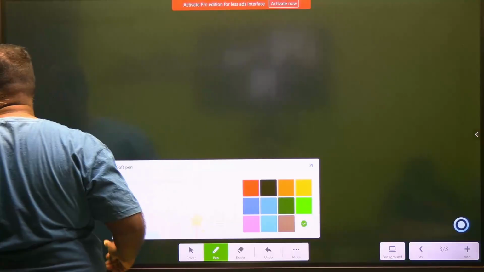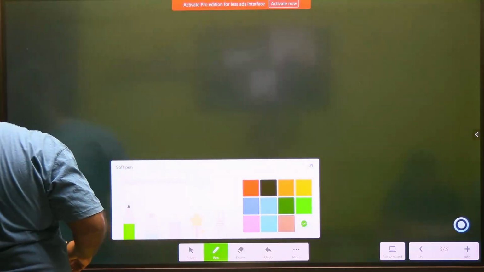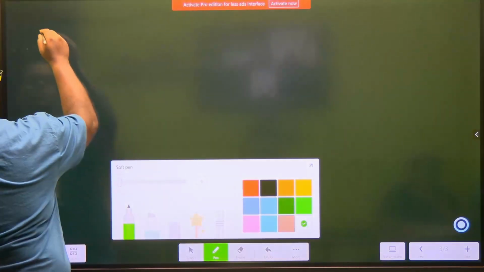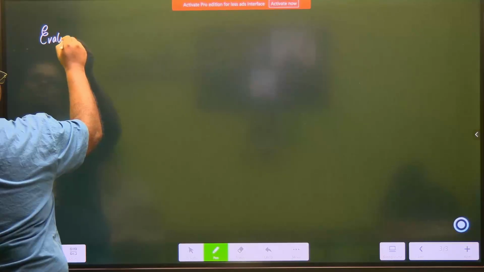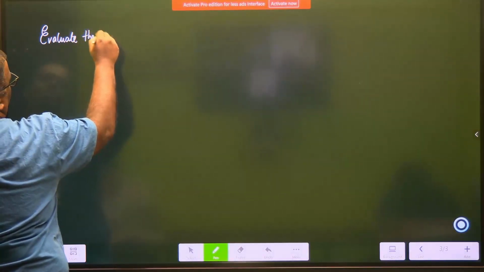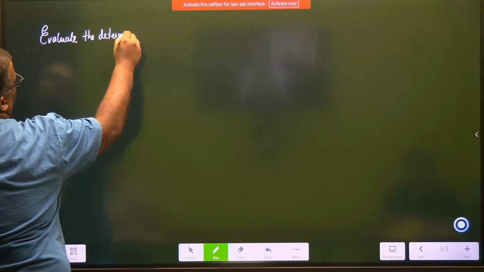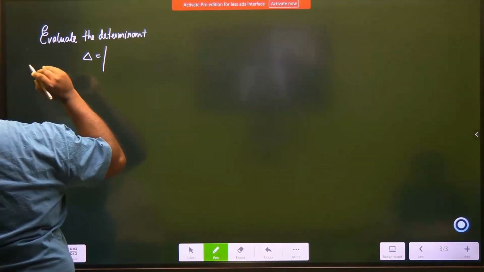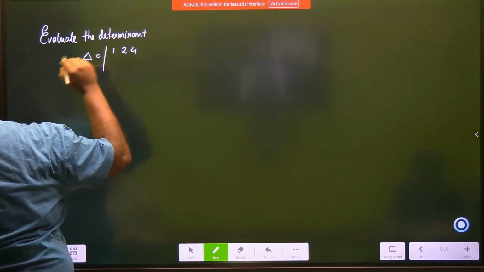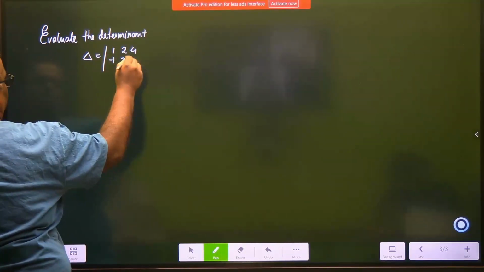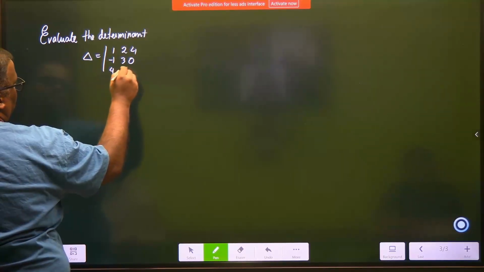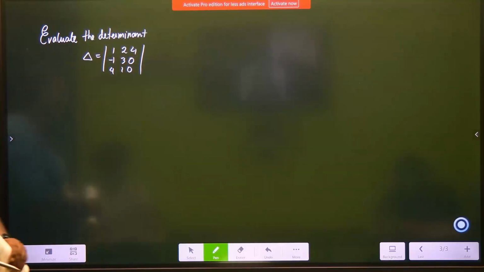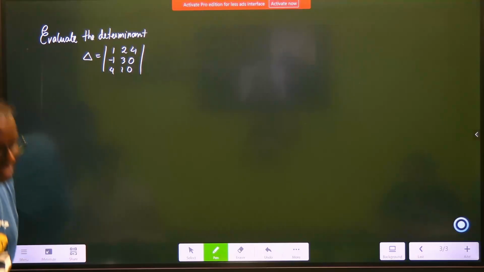This is a task for you. The task is evaluate the determinant. Evaluate the determinant where the determinant is equal to this. Tell me, how will you like to expand this determinant?